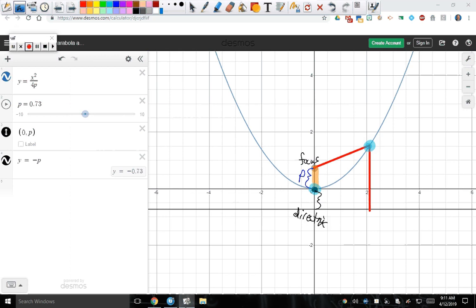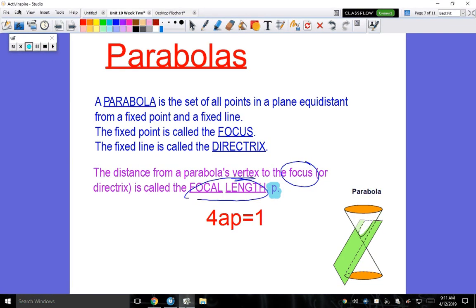Okay, which in this case looks like y is equal to negative 0.75. Just a nice horizontal line at y equals negative 0.75. Okay, so this p-value is also the same there. They will be the same as far as equidistant because of the definition of the parabola in itself. So this introduces an equation that we will use a lot. 4ap is equal to 1 is this relationship that will help us find what that p-value is.